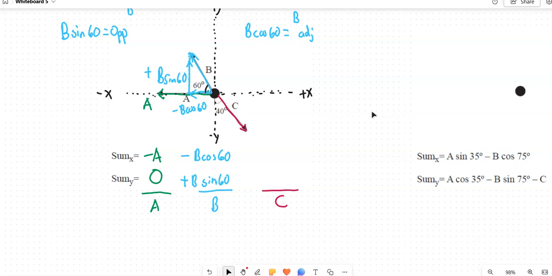Let's do the c vector. Okay, now that c vector, again, we're going to have to make a little triangle for our c vector. And if you can imagine, the coordinate system kind of helps us build this triangle. So that c vector is a hypotenuse, and here's a little triangle. We're making a little right triangle that encapsulates that angle 40 degrees right there. Okay.